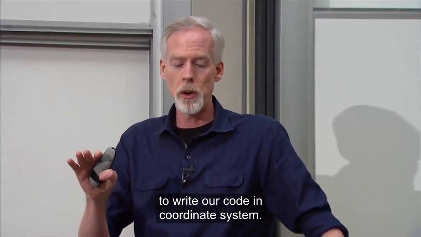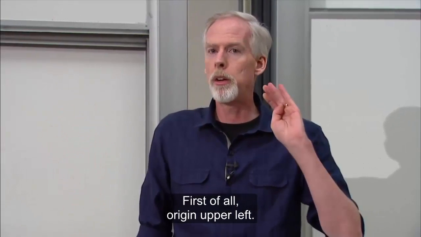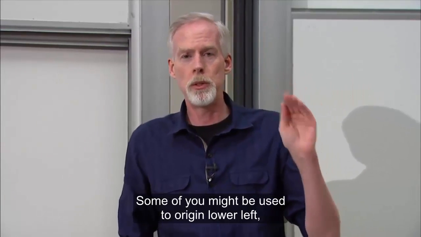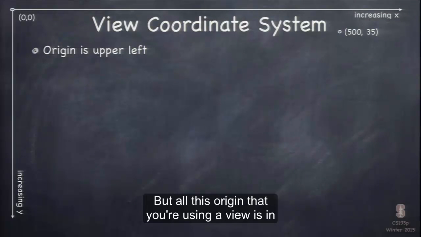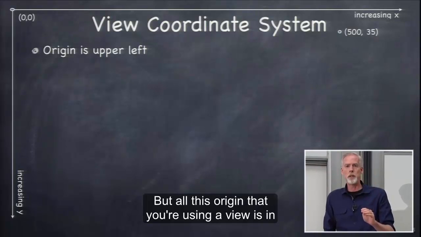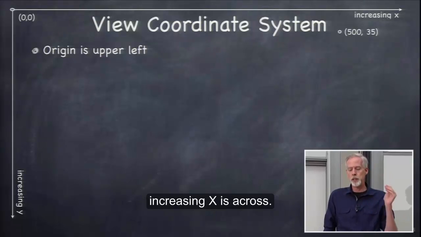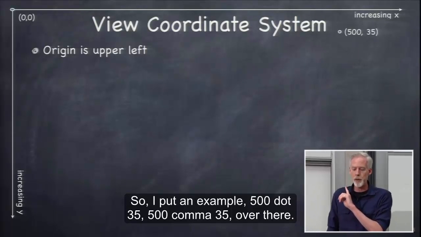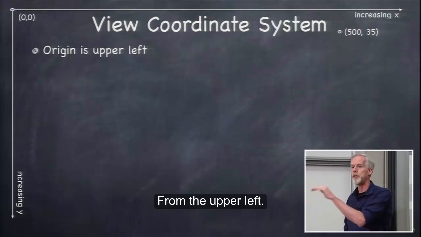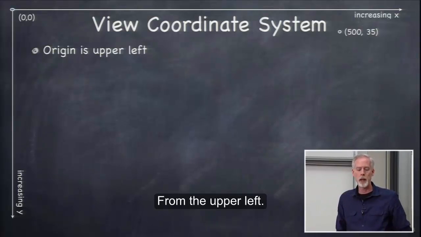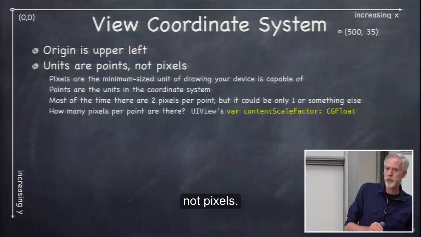All right, so those are the kind of data types we're going to use to talk about our coordinate system and to write our code in our coordinate system. So let's talk about the view's coordinate system itself. First of all, origin upper left. Some of you might be used to origin lower left, like Cartesian coordinates, where the origin is in the lower left. But the origin that you use in a view is in the upper left. So that means increasing y is down the screen. Increasing x is across. So I put an example, 500,35, over there. It's 500 across and only 35 down, okay, from the upper left. The units that we're talking about here are points, not pixels, okay?